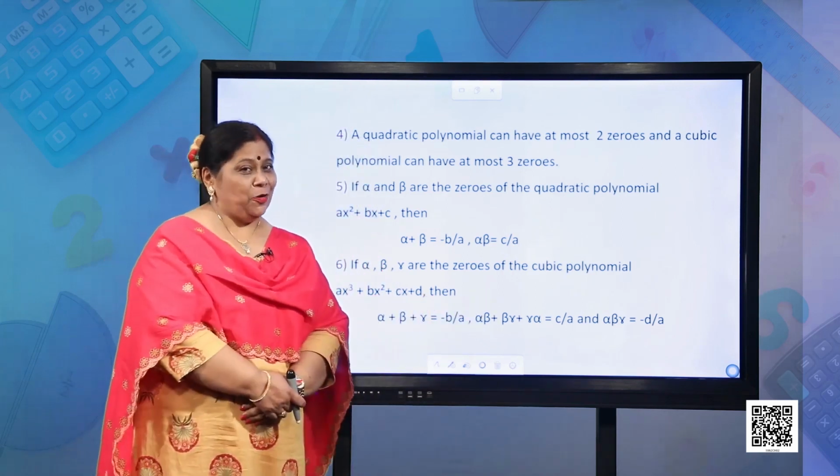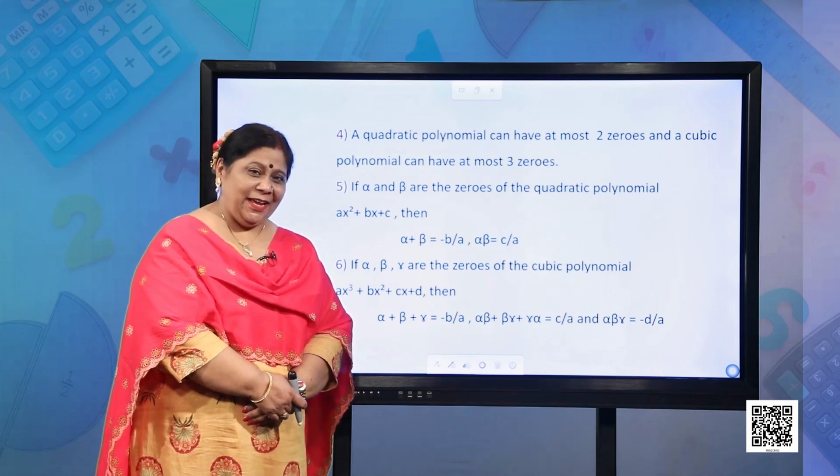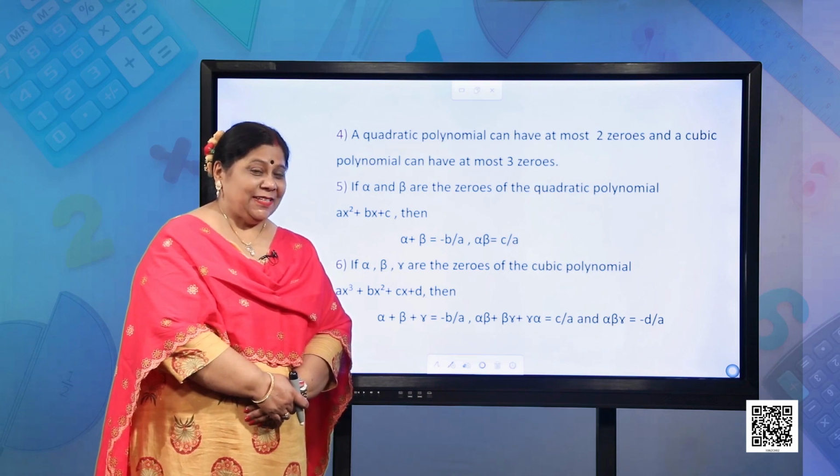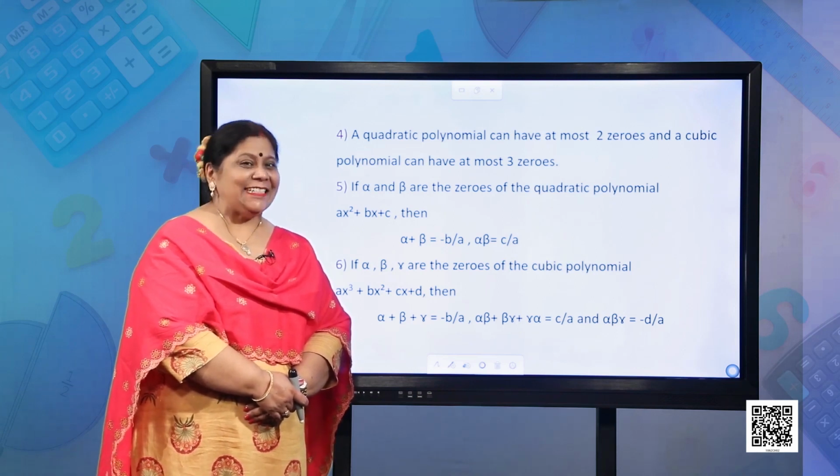So, students, I hope you have understood the concepts explained today. Please keep practicing so that you can master the concepts and you can enhance your computational skill.